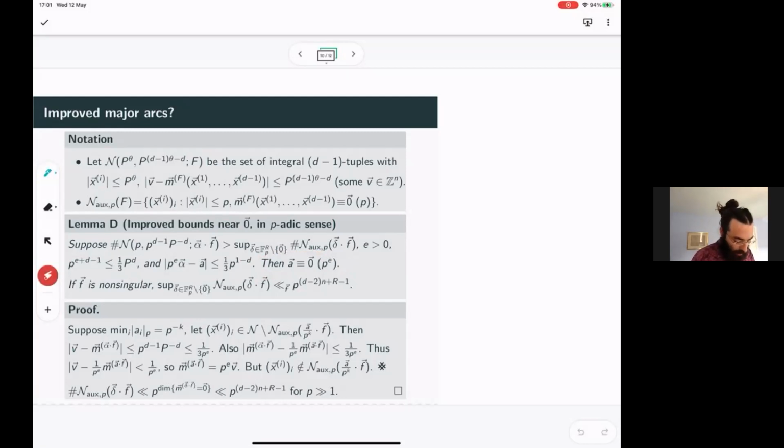Okay, and this last part of the lemma is saying that the set of bad solutions is small. So it's saying that this quantity that's on the right hand side is not too large.